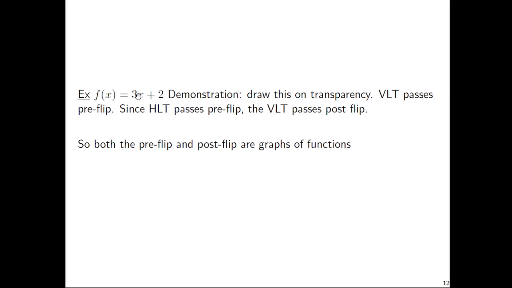We're going to take f of x equals 3x plus 2, and we'll do a little demo here. We're going to draw y equals 3x plus 2. Of course, that's a y equals mx plus b. It's a line. So we'll draw this line, 3x plus 2, on transparency. We'll see that the vertical line test passes pre-flip. It should, because we have a function. Also, because the horizontal line test passes pre-flip, the vertical line test passes post-flip. So let's go take a look at that.